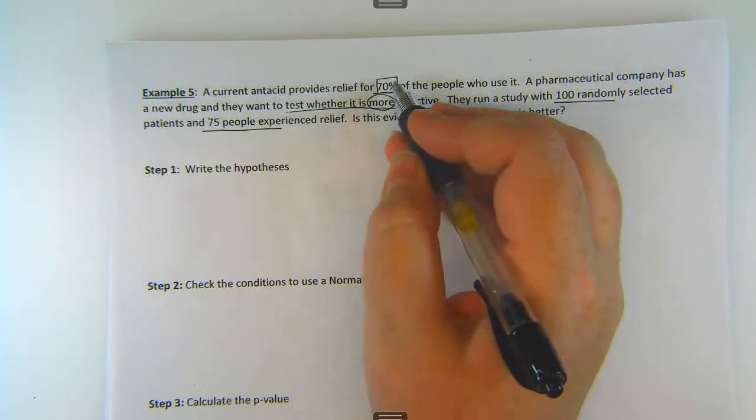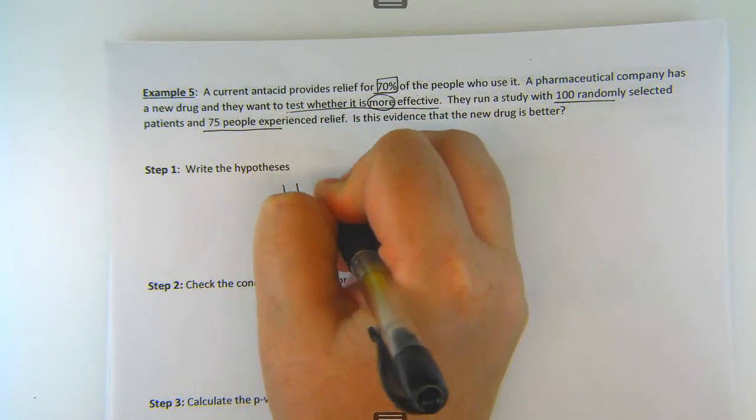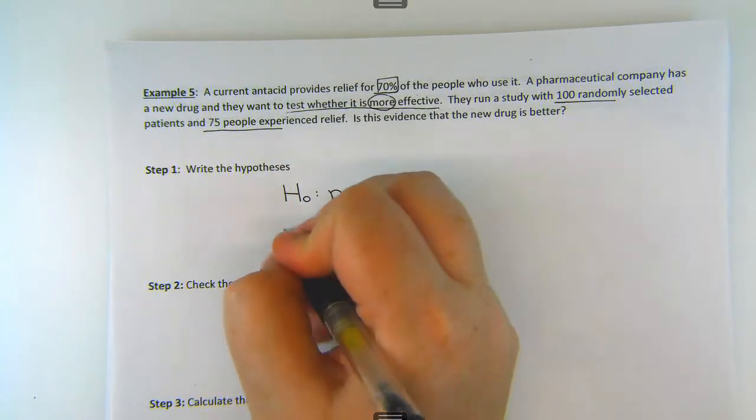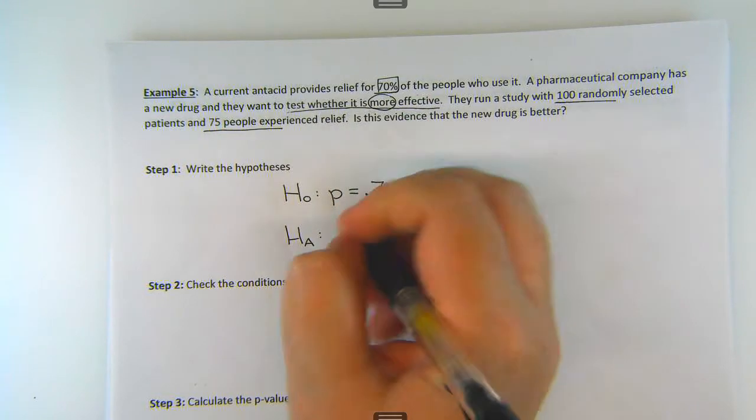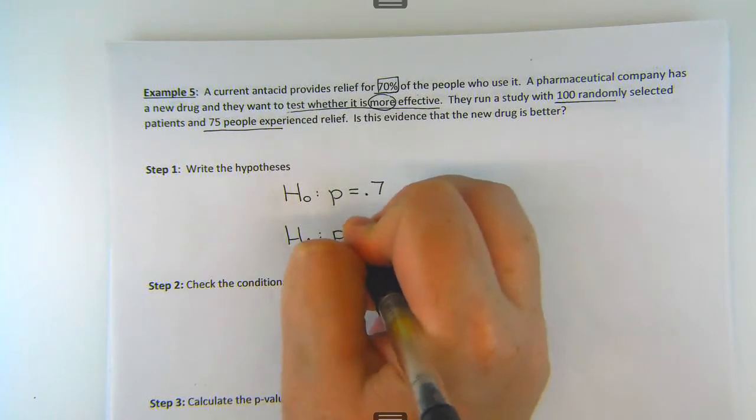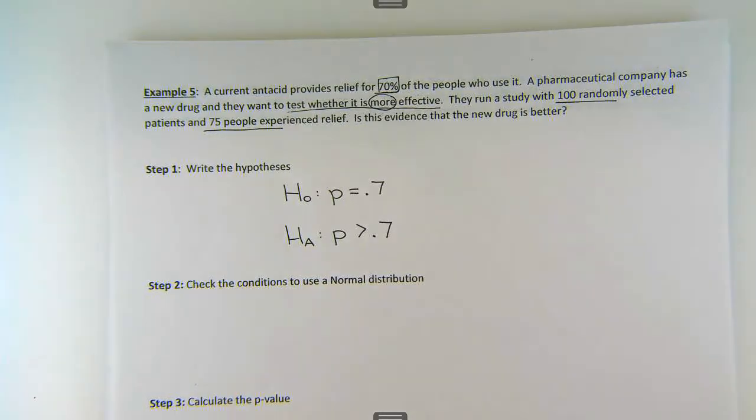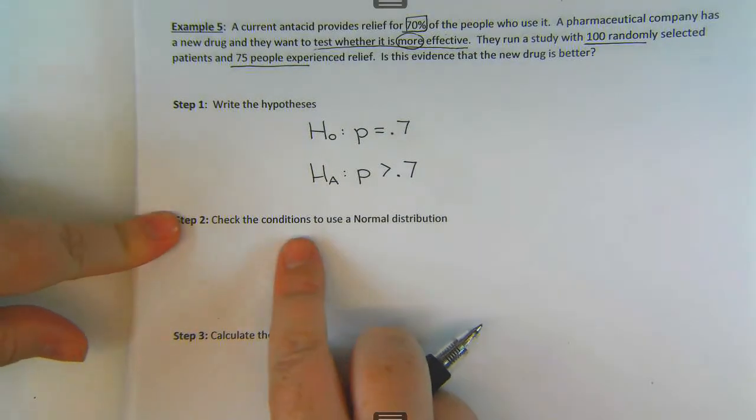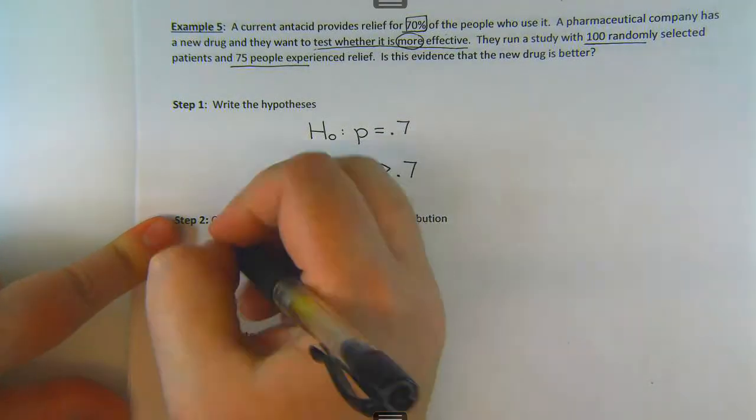So what we have here is our null hypothesis that the proportion is 70%, 0.7. And what we want to prove, we want to test that it is more effective, so we want to see this proportion should be larger than 0.7. So that sets up our hypotheses. We need to go through step 2, which is where we're going to check our conditions and just kind of set up what we're going to be testing.